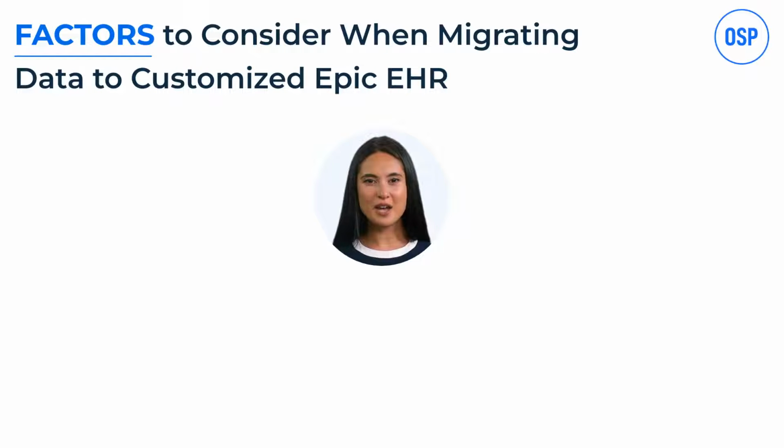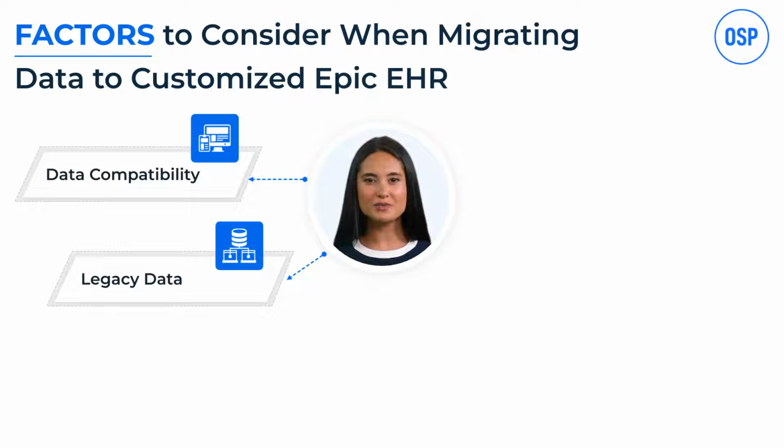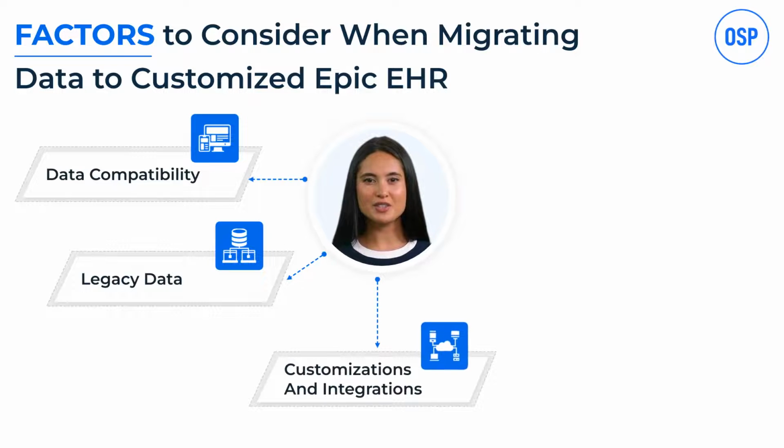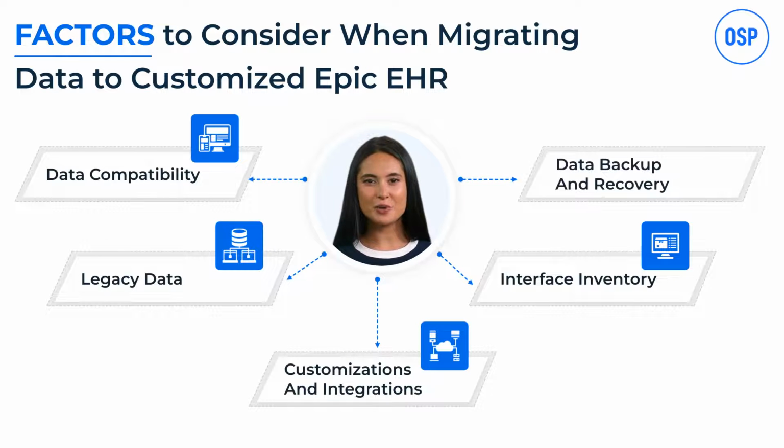Moving on. Healthcare entities must consider these factors when migrating data to EpicEHR. Number 1 is data compatibility. Data compatibility involves ensuring transfer of data from the legacy system to the EpicEHR system without any loss. Number 2 is ensuring legacy data is accurate and proper for migration. Number 3 is customizations and integrations, which are modifications required by the EpicEHR system as per the organization's needs. Number 4 is interface inventory. This means taking stock of the existing interface and designing the new interface. Number 5 is data backup and recovery, which involves backing up the data before migration in case of loss.